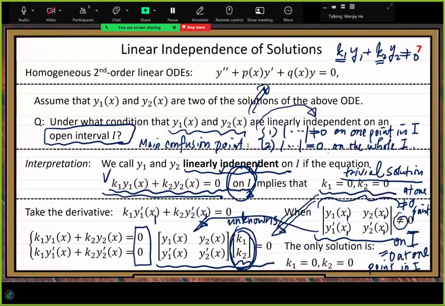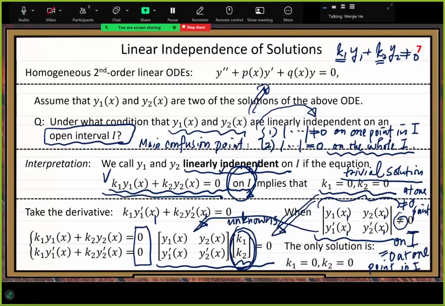For linearly dependent, you need to make sure it holds on the whole interval I, not just one point. One point is not good enough. It must be everywhere in that interval. But for linear independence, one point not equal to 0 is strong enough, it's good enough. So that's the main confusion point when you apply this result.